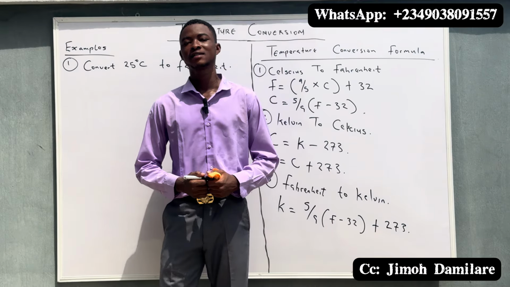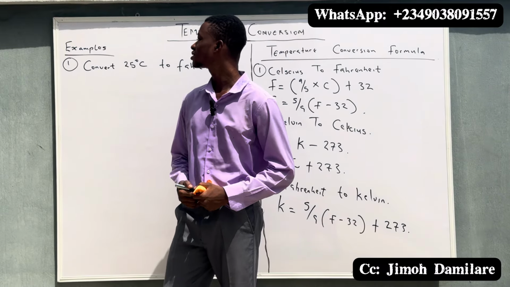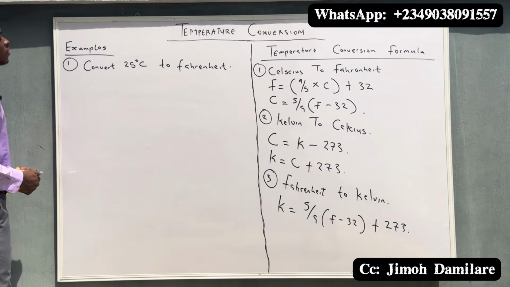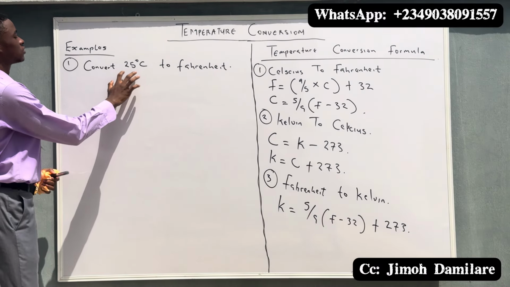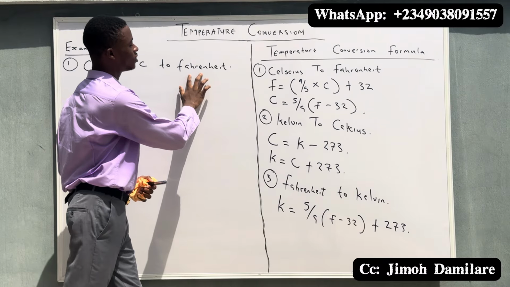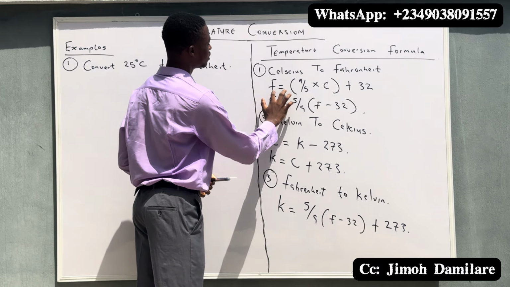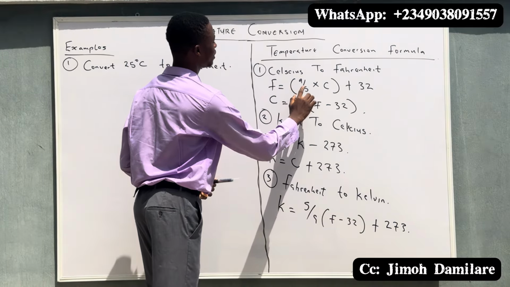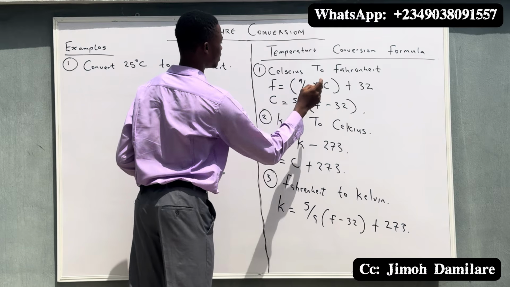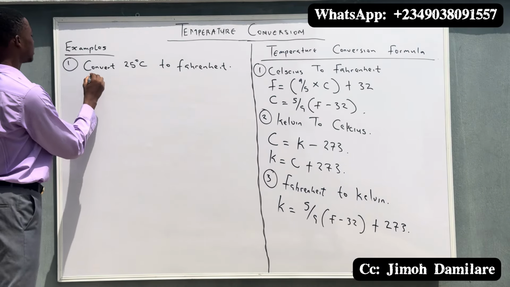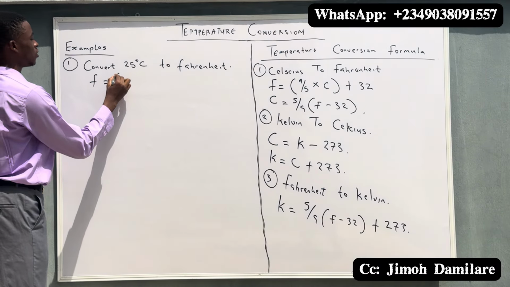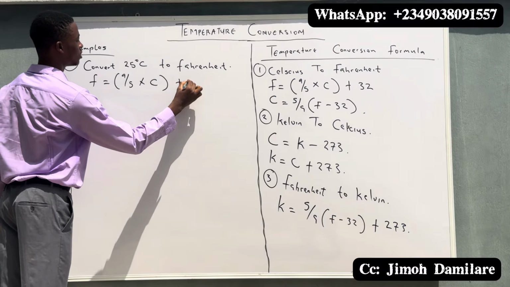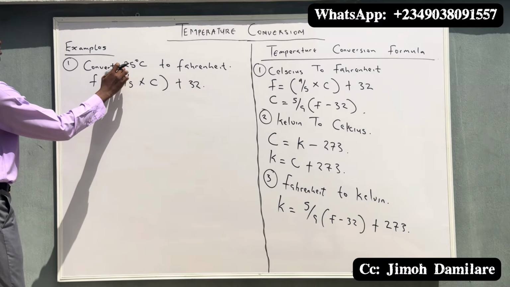Moving to the first example as written on the board, the question says convert 25 degrees Celsius to Fahrenheit. So which formula are we going to use? We are asked to convert degrees Celsius to Fahrenheit. So we use the first formula, which is Fahrenheit equals 9 divided by 5 multiplied by the degrees Celsius plus 32. Our degrees Celsius in this case is 25.